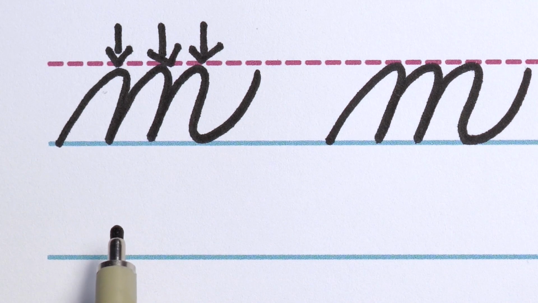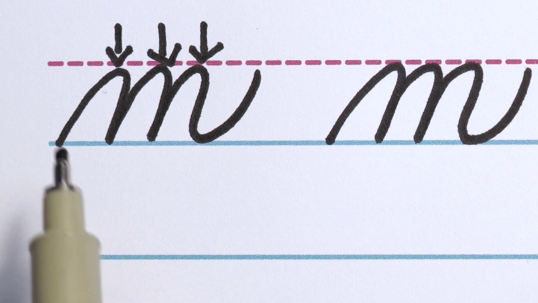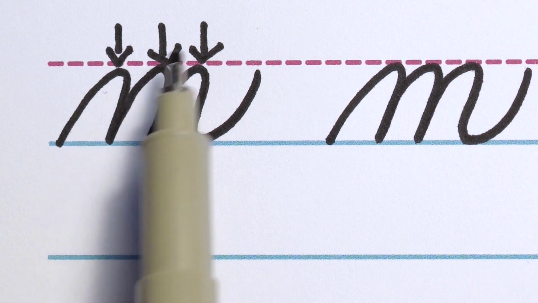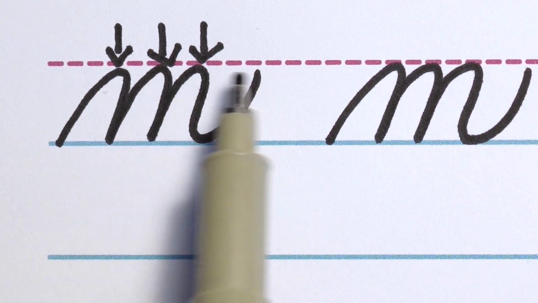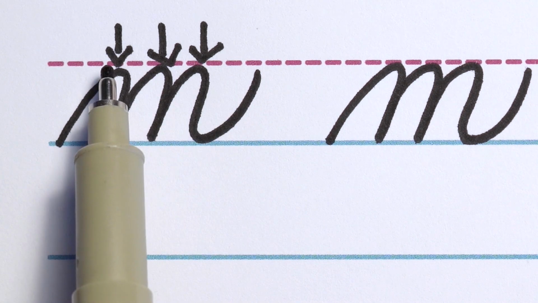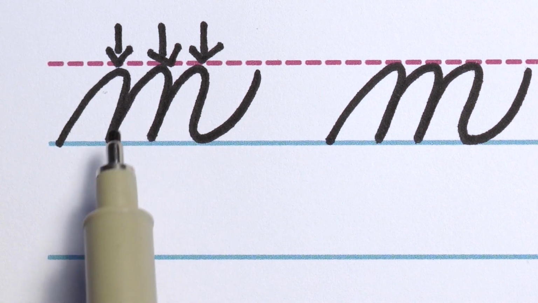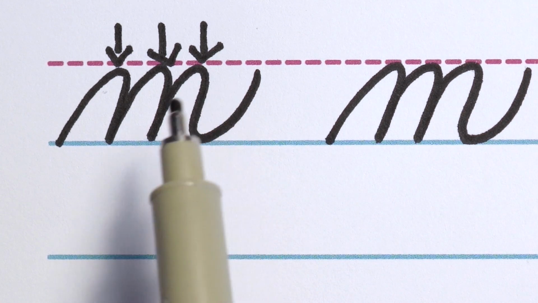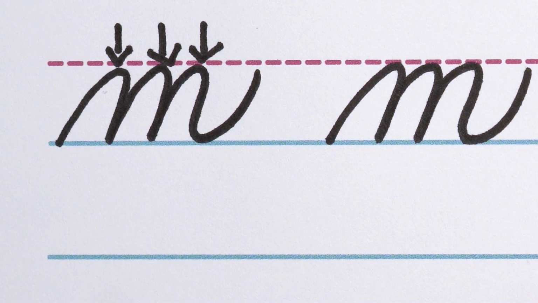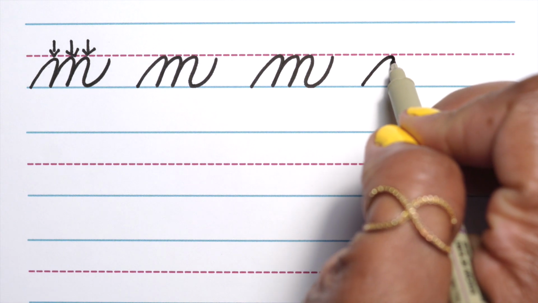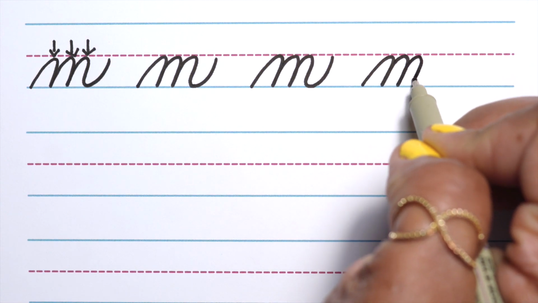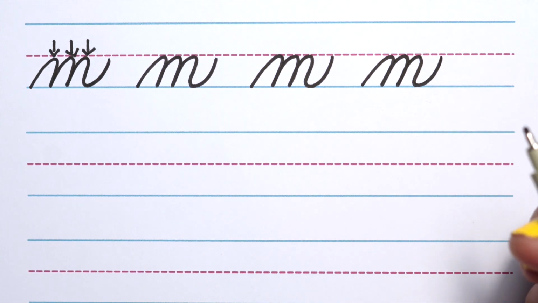Our first letter is lowercase m, and I have these arrows to indicate how many times we have to touch the dotted red line. So we have 1, 2, 3 times we have to touch that red dotted line and then bring it home. Watch me first. 1, 2, 3, and then we bring it home. Let's try the M a couple more times.